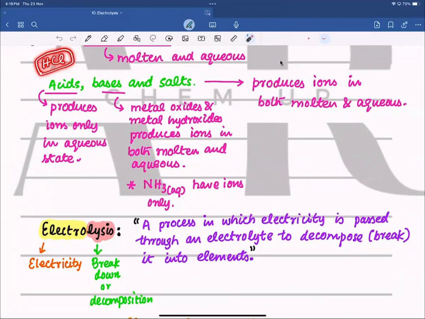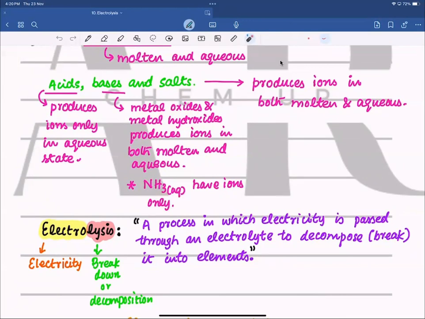It means it does not have ions, so if it turns molten, there are still no ions. But when it dissolves, it will form ions. So acids act as electrolytes in their aqueous state only, not in the molten state. When we talk about salts, all salts can produce ions, whether they turn molten or aqueous. Bases are of two kinds: one are metal oxides, and the other are metal hydroxides. These two form ions, whether molten or aqueous. But there is another base, ammonia, which forms ions only in its aqueous form. That's how you can identify when they are going to conduct electricity and when they are not.